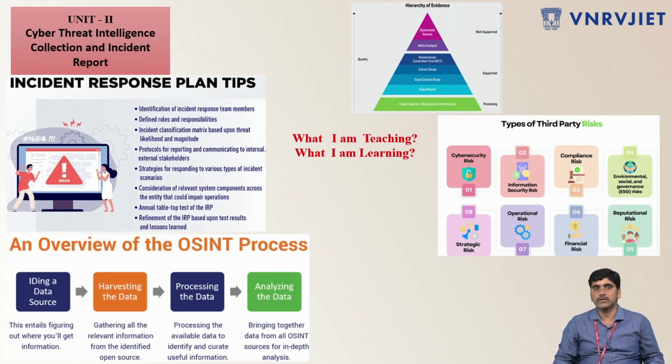From the second module, cyber threat intelligence collection and incident response, I am going to know about incident response and incident response plans, how we report all those incidents, the different levels of evidence, the hierarchy of evidence, and the types of third party risks from cyber threats. Threats, risks and different types of attacks all come under the same umbrella. Here the types of third party risks and the incident response plan tips are also discussed.